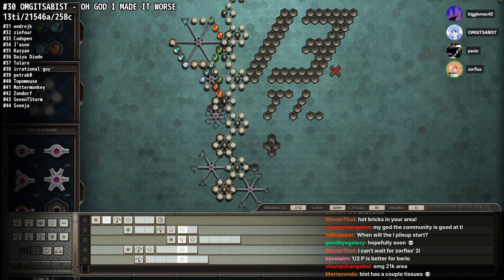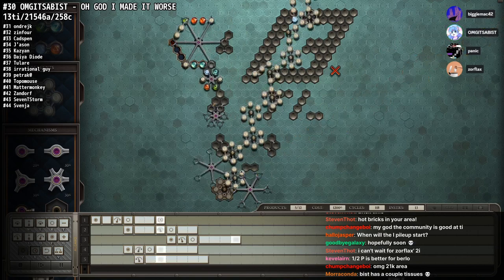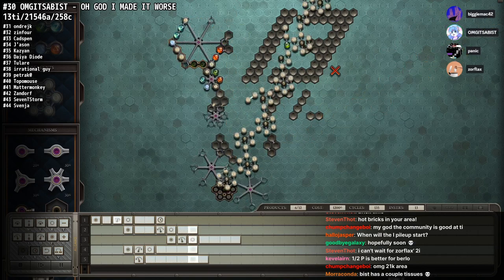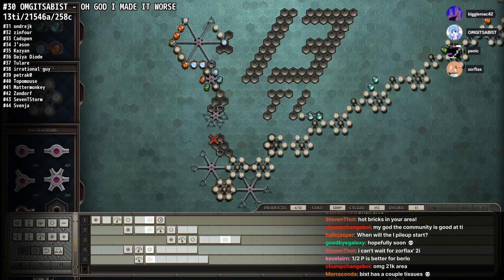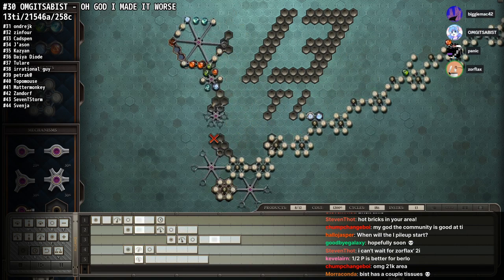Gonna be eating some tissues today. You will be eating some tissues today. I am expecting around 4. So this is another brick type solve. I have to wonder if I'm eating tissues today now, but anyway.